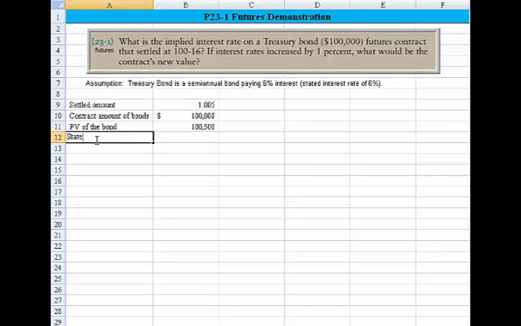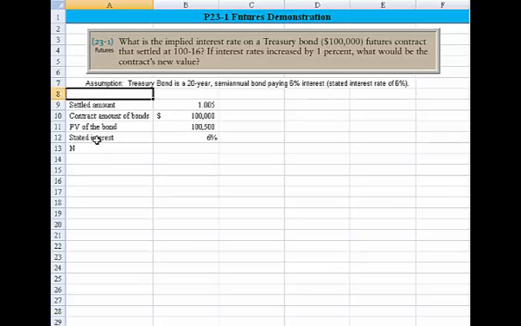Now my assumptions. The stated interest, I'm going to assume it's 6%. And again, it's a semi-annual bond, with one other assumption. This has to be a 20-year semi-annual bond. We would need to know that in order to answer this question. So the number of periods would be 20 times 2, for 40.